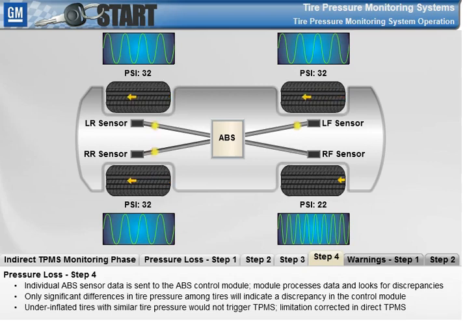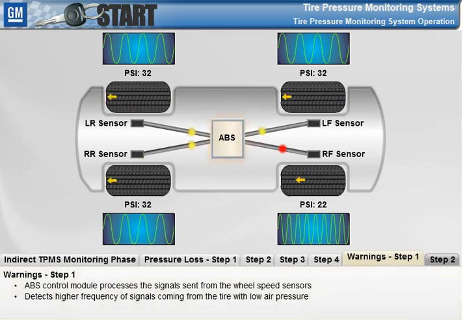All of the individual ABS wheel speed sensor signals transmit to the ABS control module. This control module processes the wheel speed data and looks for discrepancies. Only significant differences between the pressures in the tires would alter the signal enough for a discrepancy to appear. If all tires were underinflated but similar in tire pressure, the TPMS would not be triggered. This limitation is one of the key elements updated in the direct TPMS.